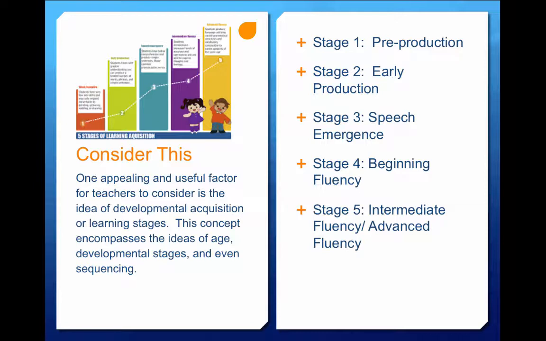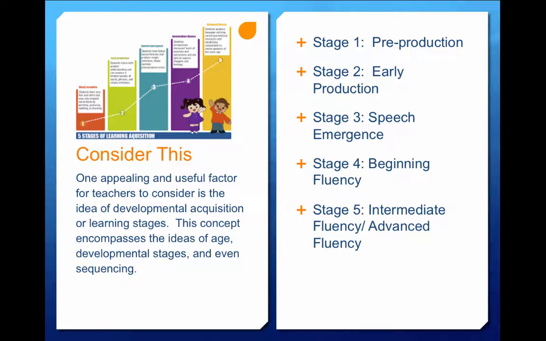First, of course, the pre-production stage, the stage when kids are often silent. The second stage, early production, when kids are just beginning to acquire language. The third stage, speech emergence. And the fourth stage, beginning fluency. These stages are all needed for language learners before we can expect them to get to intermediate or advanced fluency.